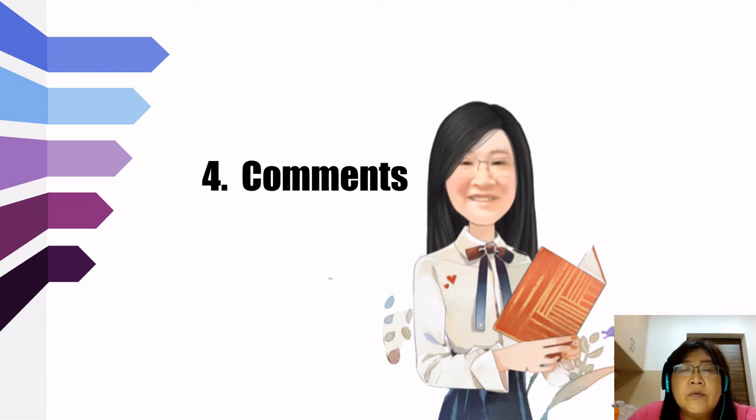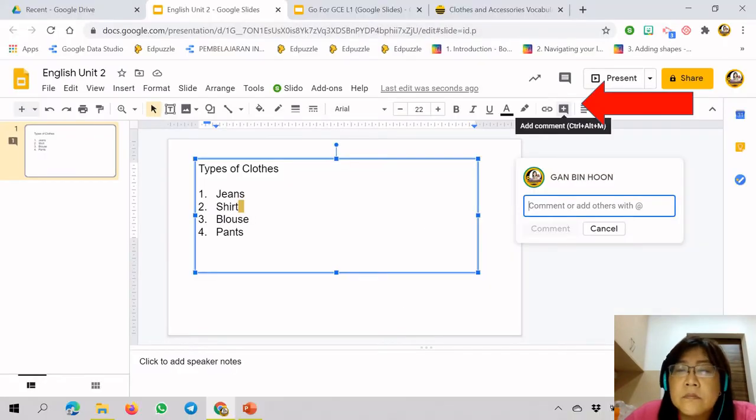And then we are going to move to the 4th task, which is comments. To add comments, there is a plus sign here on the top, so you can add a comment, or you can also press the keys Control Alt M. So it will pop up here, comment or add others with the add symbol.